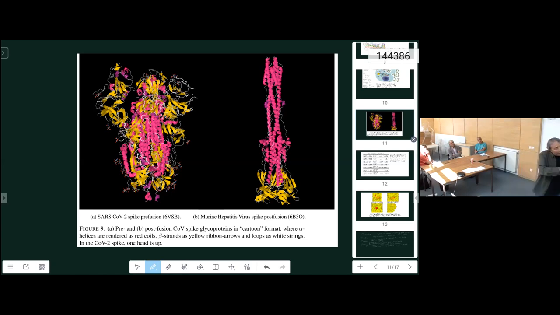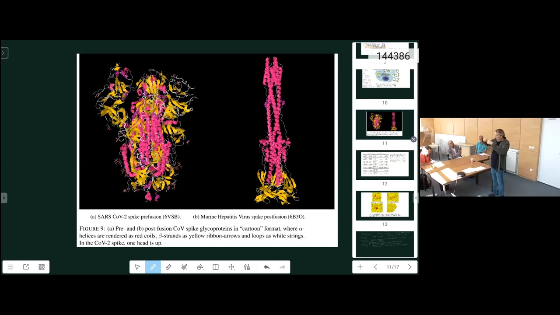So on the left, as I was saying, you see the spike glycoprotein for SARS-CoV-2 that causes COVID with one of the heads up. These heads independently go up and down. The interesting thing is when they're up, the RBD, the receptor binding domain, the receptor is known to be ACE2, and it's only when the head is up that they can bind to ACE2.